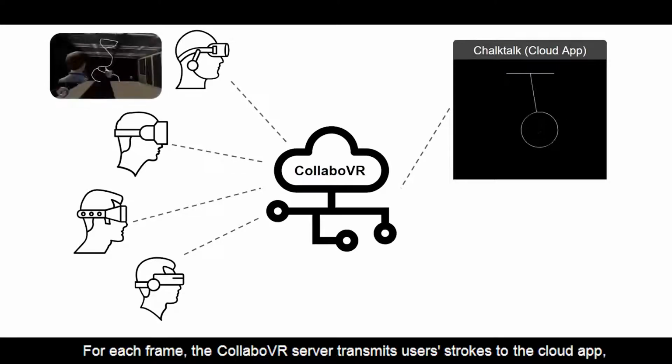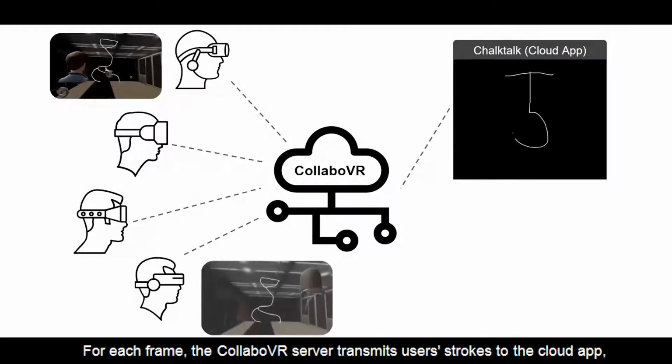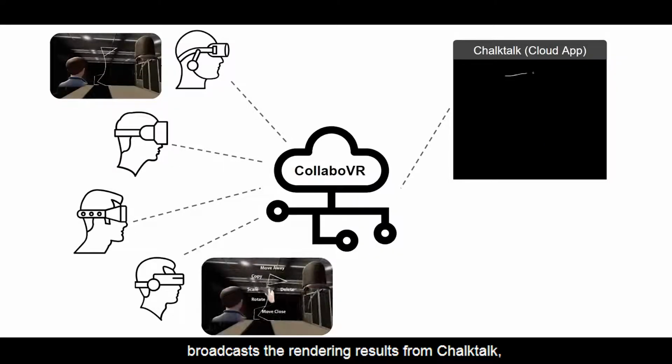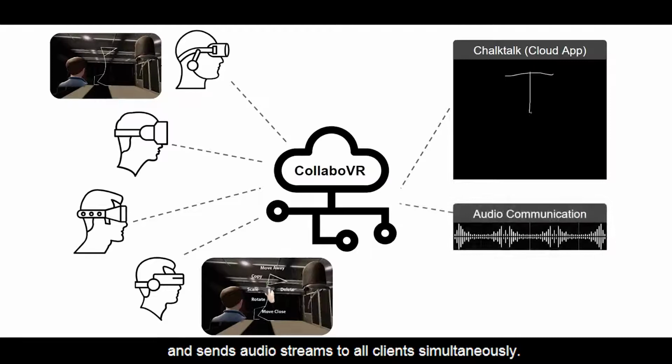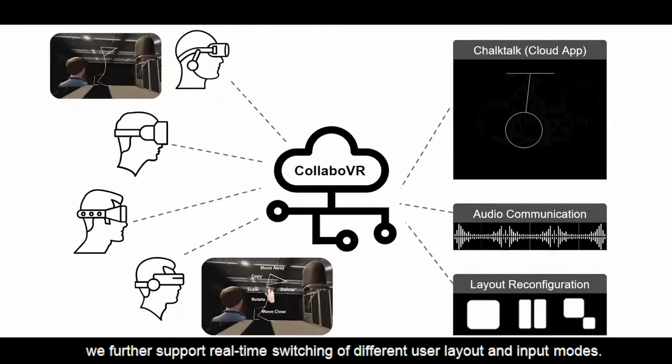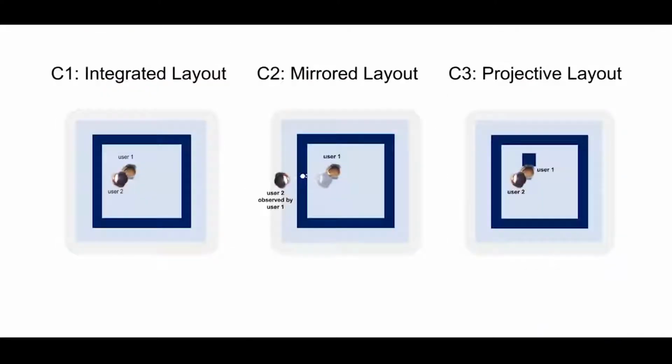For each frame, the CollaboVR server transmits user strokes to the cloud app, broadcasts the rendering results from ChalkTalk, and sends audio streams to all clients simultaneously. To adapt to different use cases and optimize the virtual spaces depending on tasks, we further support real-time switching of different user layout and input modes.